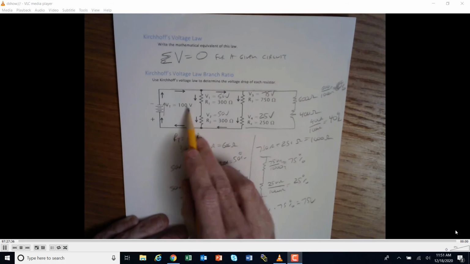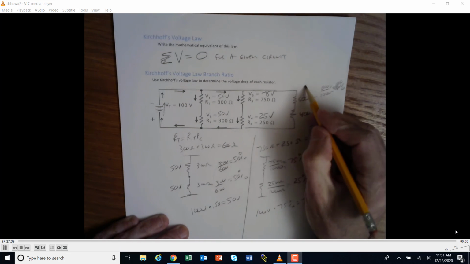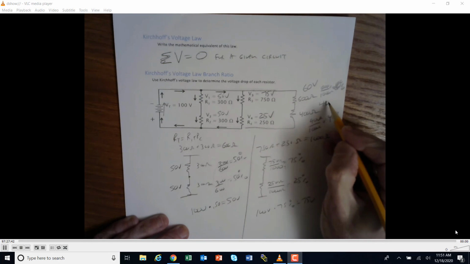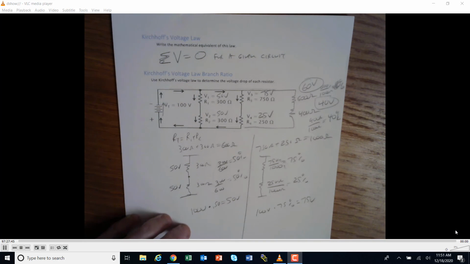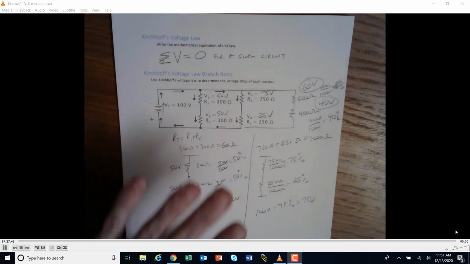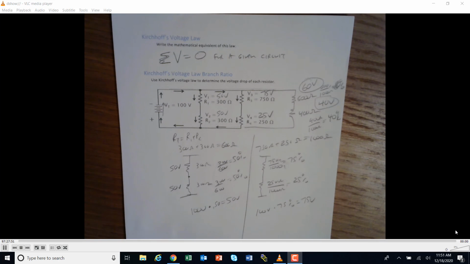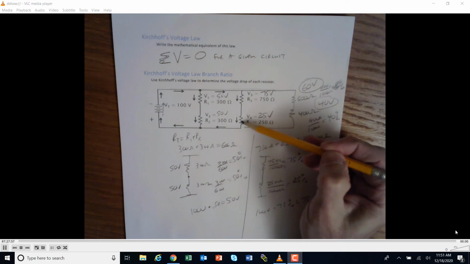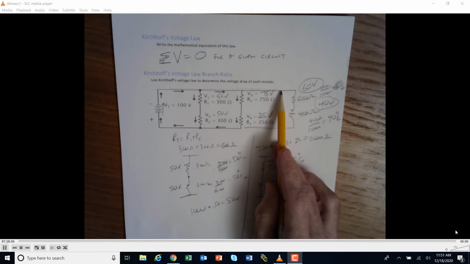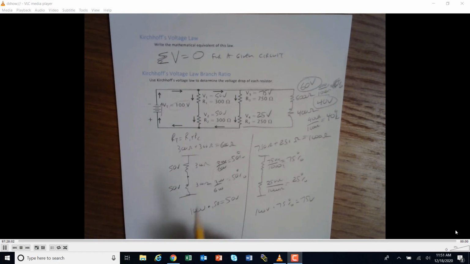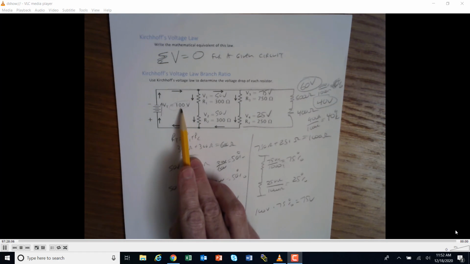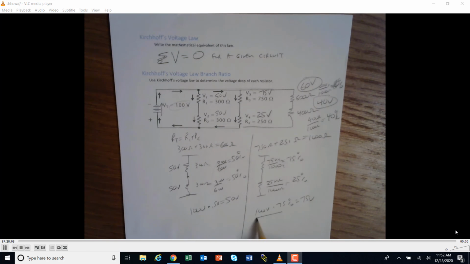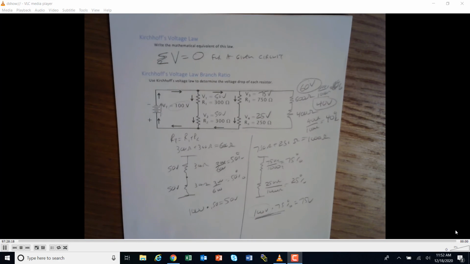If we're dropping 100 volts here, isn't this one going to drop 60 volts, and this one going to drop 40 volts? There we can get the voltage drop through here without going through all the Ohm's law calculations, just by realizing that the percentage drop through here has to equal 100%, and we can multiply that percentage by the amount of voltage. The math was really easy here because we were multiplying by 100, but if it wasn't 100 volts, we would just multiply whatever that voltage was by the percentage drop, and that is how Kirchhoff's voltage law works for your branch ratio.